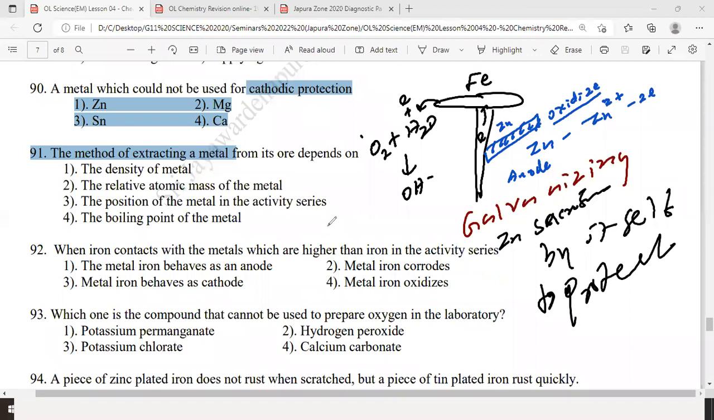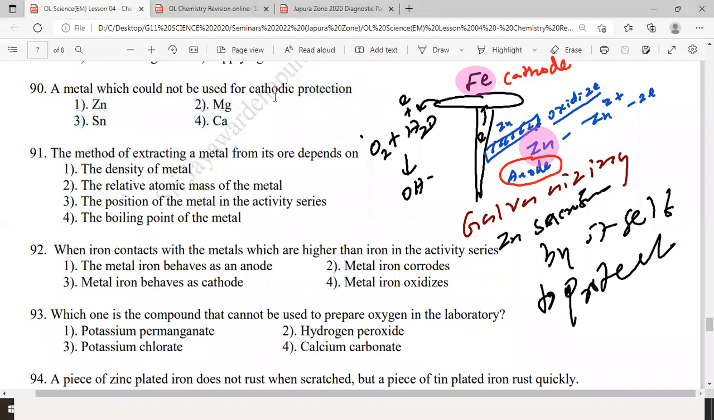Why is it galvanized? What is used for the galvanizing? Zinc. Why is zinc used? Zinc is more reactive than iron. Therefore, zinc acts as a sacrificing metal and protects iron from rusting. So when zinc becomes anode, which metal acts as cathode? When zinc acts as anode, iron acts as cathode. That is why iron gets protected as the cathode. That's why we call it what protection? Cathodic protection. Understood?